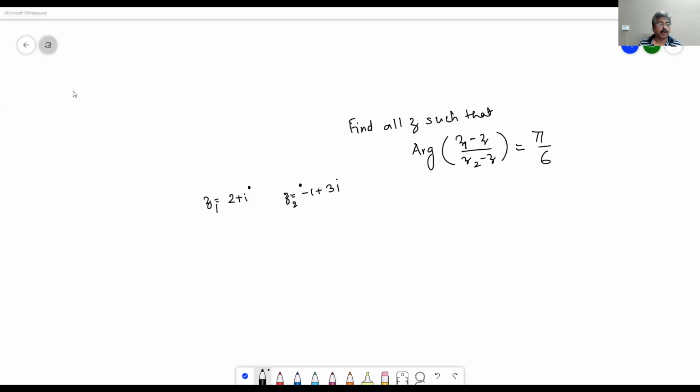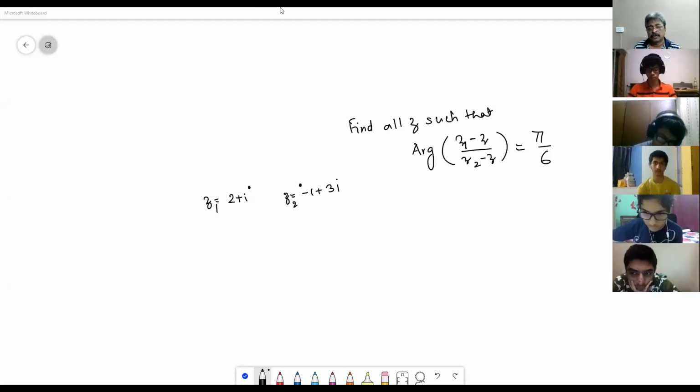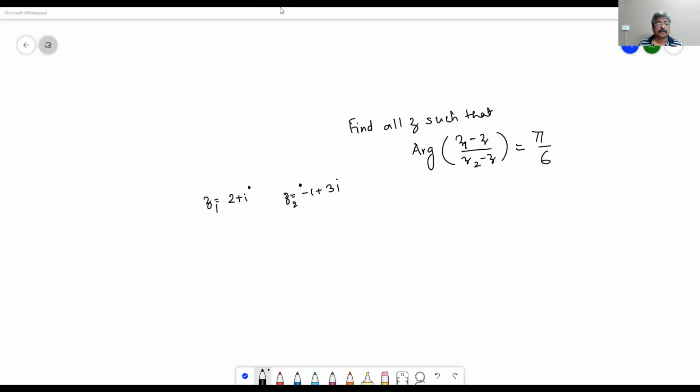Can someone tell me what is this locus? Sir, part of a circle. Circle. Is it a circle? Yes, sir. Part. It is not the correct answer. It is not a circle. It is an arc of a circle, and that too an arc without endpoints.